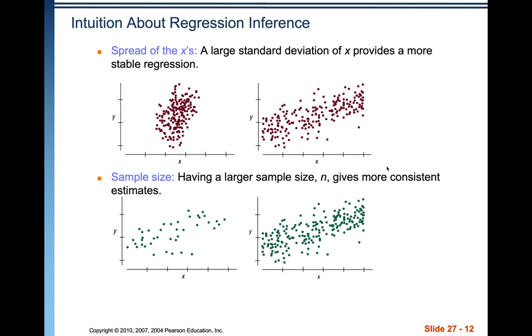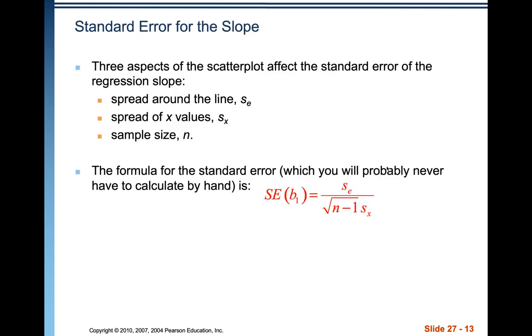All right, the spread of the x's: a large standard deviation of x provides a more stable regression. Having a larger sample size n gives more consistent estimates. Three aspects of the scatter plot affect the standard error of the regression slope: the spread around the line, the spread of the x values, and the sample size n. And we just talked about those. The formula for the standard error, which you'll probably never have to calculate by hand, is given right there.